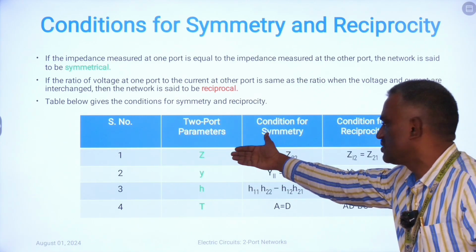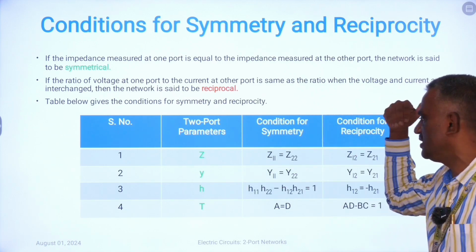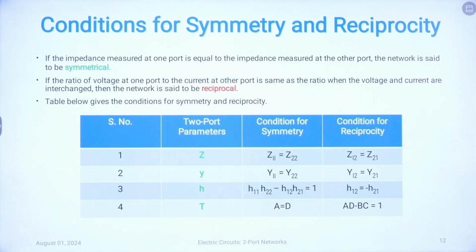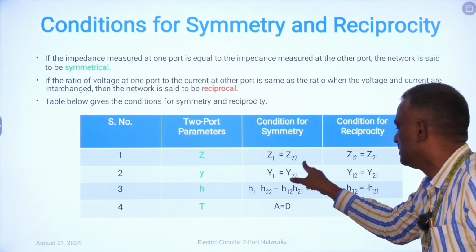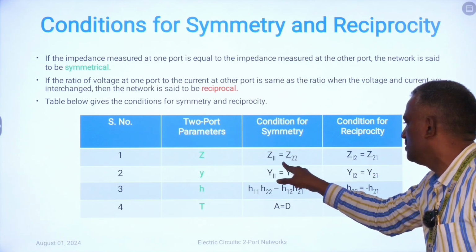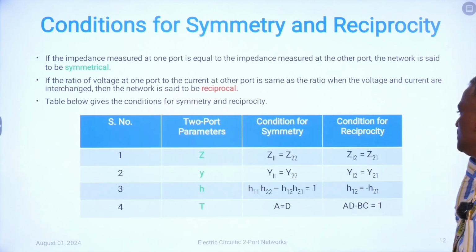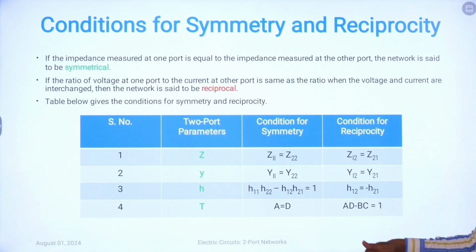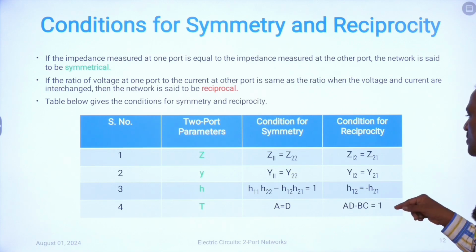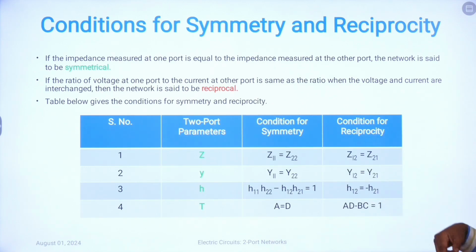The first one is the Z parameter, second is the Y parameter, third is the H parameter, and finally the T parameter. For the Z parameter, the condition for symmetry is Z11 equal to Z22. Then the condition for reciprocity is totally different: Z12 is equal to Z21. Next, the Y parameter: Y11 is equal to Y22 for symmetry, and for reciprocity Y12 is equal to Y21.